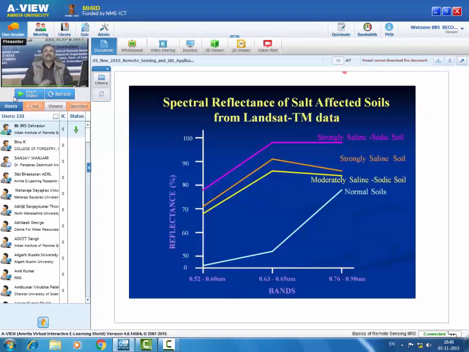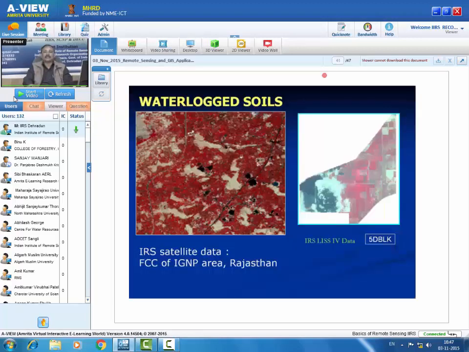Then if we see the spectral reflectance characteristics, you can see that normal soils give high reflectance in this band, but the saline or strongly saline soils give higher reflectance than normal soils. That's why they appear white in color on the standard false color composite, and we can identify the salt affected soils very clearly on all remote sensing data.